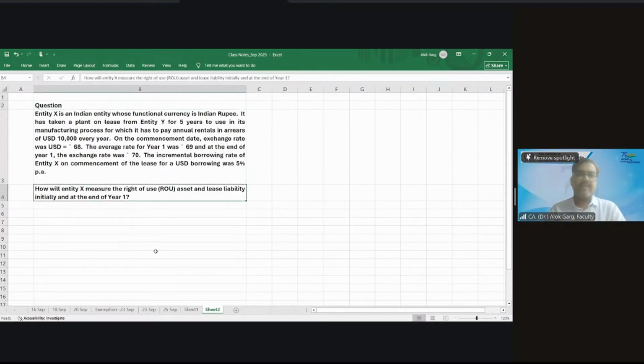Question. Entity X is an Indian entity whose functional currency is Indian rupee. It has taken a plant on lease from entity Y for 5 years to use in its manufacturing process, for which it has to pay annual lease rentals in arrears of USD 10,000 per year. Have you guys covered Ind AS 21? Not yet covered, sir, but we understood the concept.